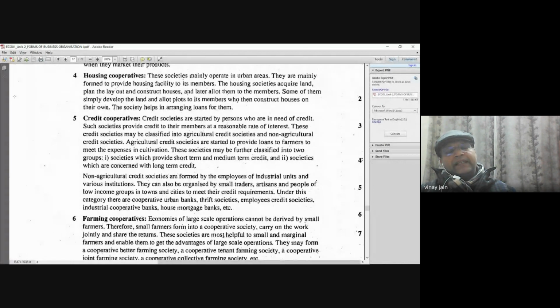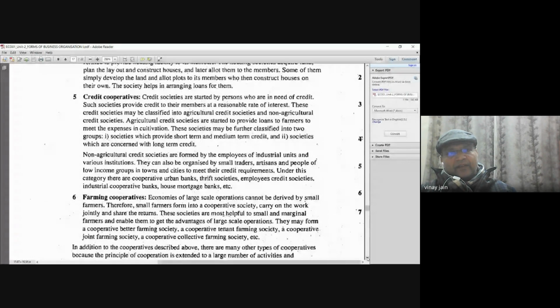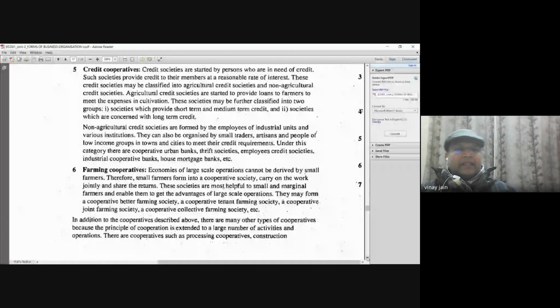Now, guys, we have credit cooperatives. As the name suggests, how are they going to help us? Cooperative societies are started by persons who are in need of credit. Credit means money. Such societies provide credit to their members at a reasonable rate of interest. These credit societies may be classified into agriculture credit societies and non-agriculture credit societies.